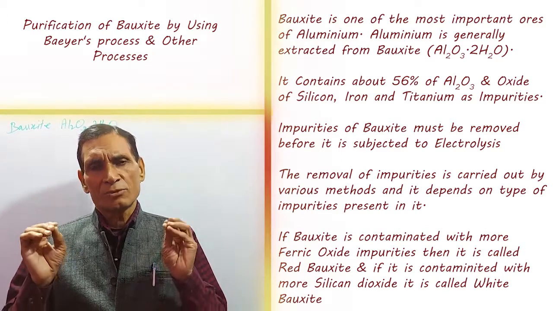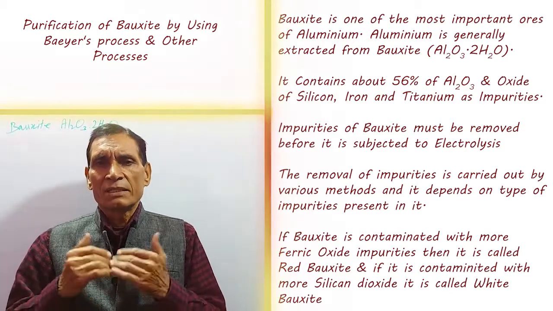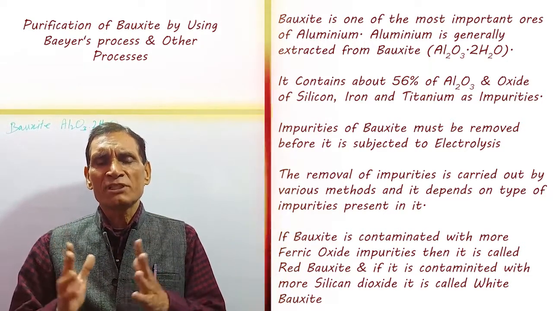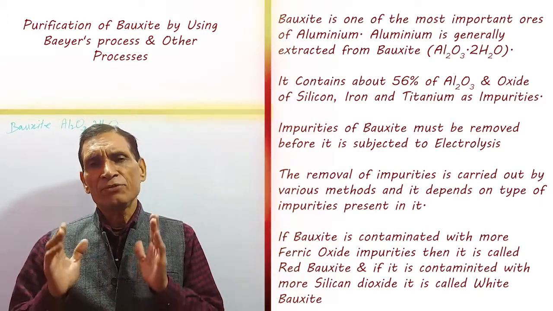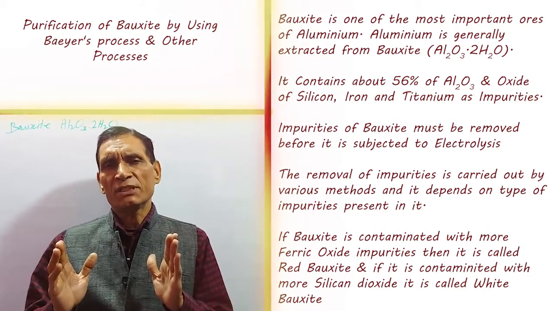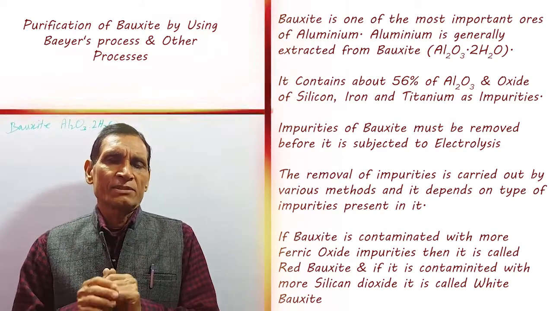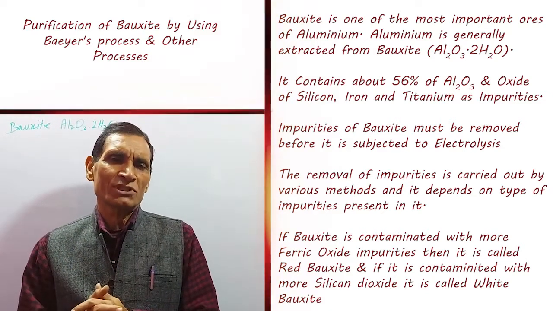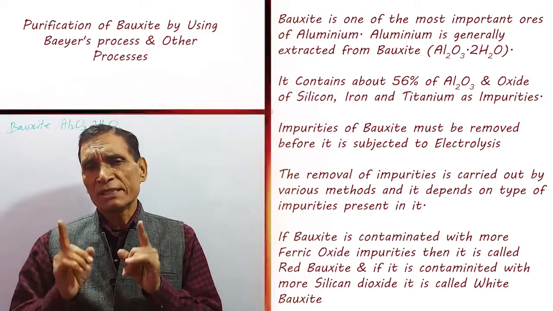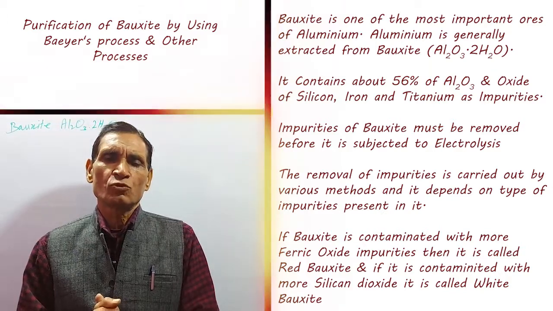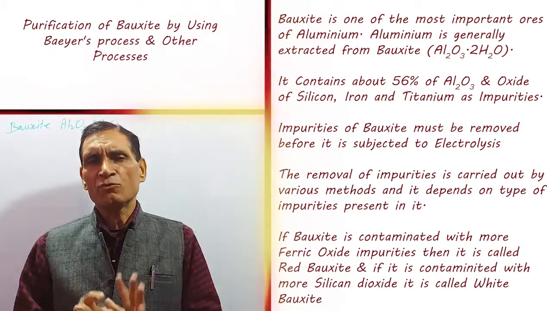In this solution, Al2O3, that is bauxite, dissolves, interacting with sodium hydroxide to form sodium meta-aluminate, and the ferric oxide impurity settles at the bottom, remaining as precipitate, because ferric oxide does not react with sodium hydroxide. If some silica is present, then silica also reacts with sodium hydroxide to form sodium silicate. Let us see the reaction. In 3 steps I am going to tell you.